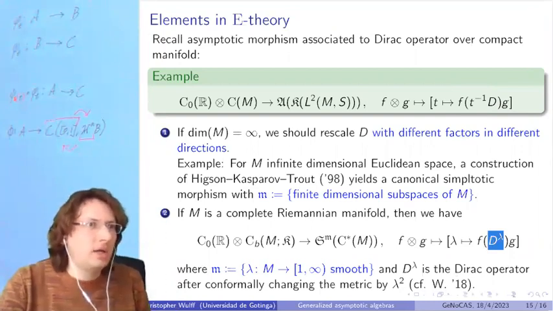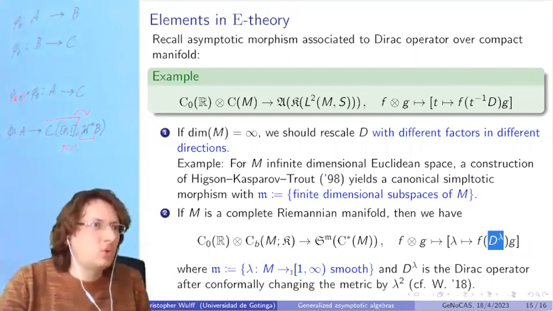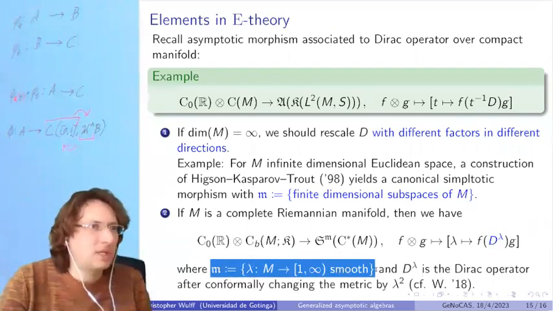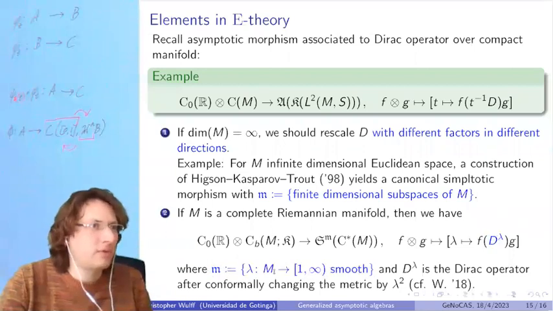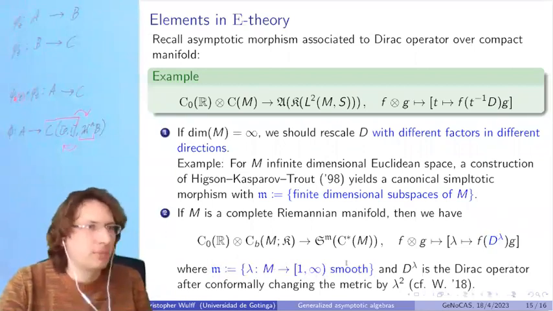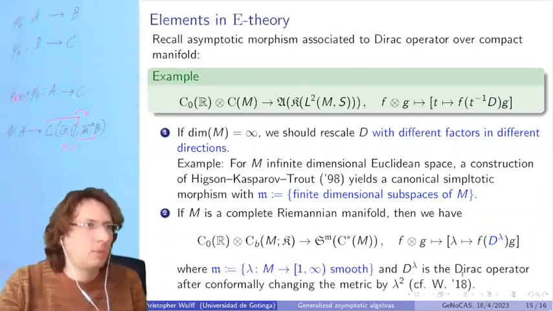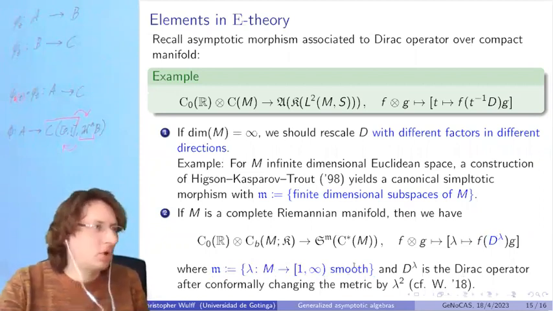And now here, the lambda is a function from M to [1, infinity), and the corresponding directed set which one would have to use is the directed set of all smooth functions from M into this ray. And in that way, we would get an asymptotic morphism, which really gives us a canonical E theory element. I haven't quite worked out everything here yet, but I'm confident that it works.